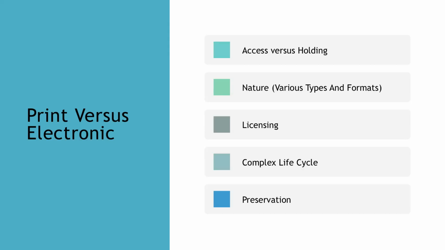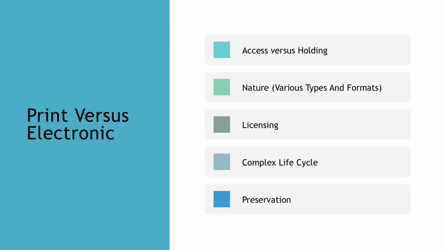Now, the second is the nature. You see, the print resources were available with us in different types, like we had reference books, encyclopedias, and different kinds of documents like atlas, etc. And all these resources were available in a single form, that is the print form. But now, this is not the case with the electronic resources. Electronic resources are available in different forms and in different formats. They are online journals, they might be in CD, they might be in other electronic communication medium. This leads to difficulties in management of these resources.